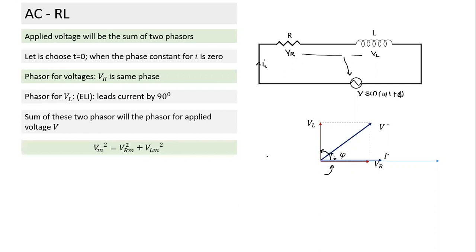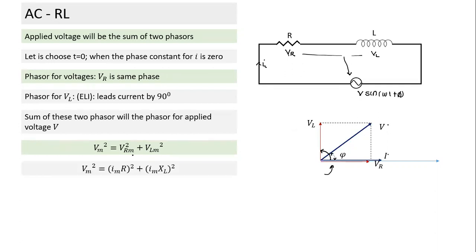Okay. So in this case, what can we write here? Vm square is equal to, this is all drawn in terms of what? Phasor represents amplitude. So I can write the applied voltage as Vm. Vm square is equal to Vrm square, the amplitude of voltage across resistance, plus the amplitude of voltage across inductor, VL square. I have not written max here, it represents magnitude.